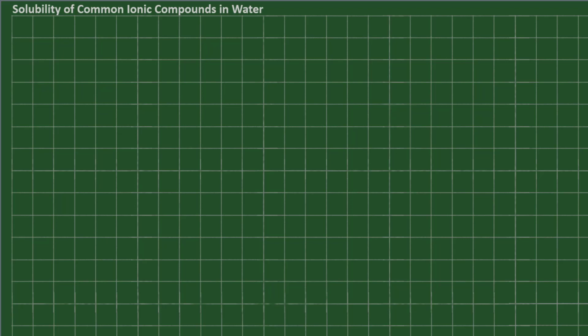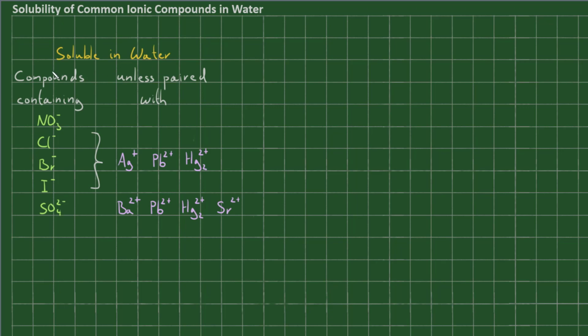Hello good people, I'm going to talk about solubility of common ionic compounds in water. In chemistry, it is very handy to know which ionic compounds or salts can be dissolved in water. However, as there are many ionic compounds, it would be a bit hard to remember them all and their solubilities. Luckily, there are two tables that can help us with this.